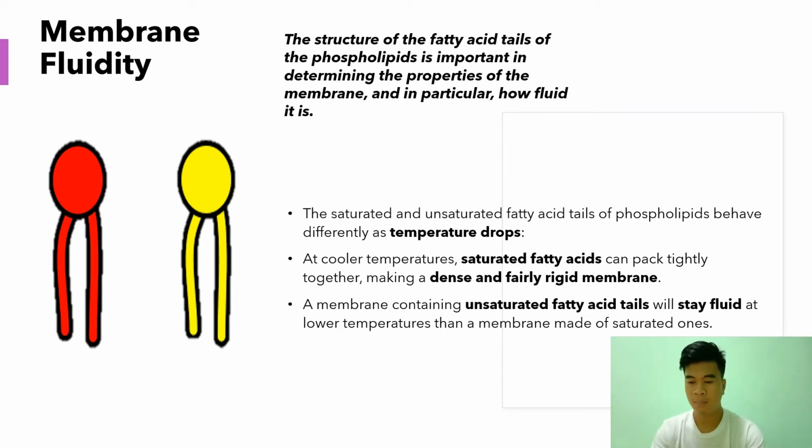Then, a membrane containing unsaturated fatty acid tails will stay fluid at lower temperature than a membrane made of saturated ones. It is because unsaturated fatty acids have at least one double bond, creating a kink in the chain. Take note, the double bond increases fluidity.